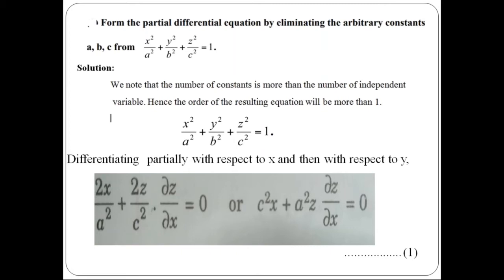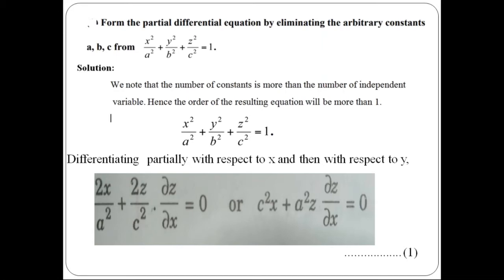It means in this equation, if z is a function of x and y, we can calculate curl z by curl x and curl z by curl y. Here, how many constants are there? a, b, c. Three constants are there. And how many independent variables are there? z is a function of x and y, meaning z is the dependent variable, and x and y are independent variables. Independent variables are only two, while arbitrary constants are three. It means the number of independent variables is less than the number of arbitrary constants. So we need to differentiate again here.